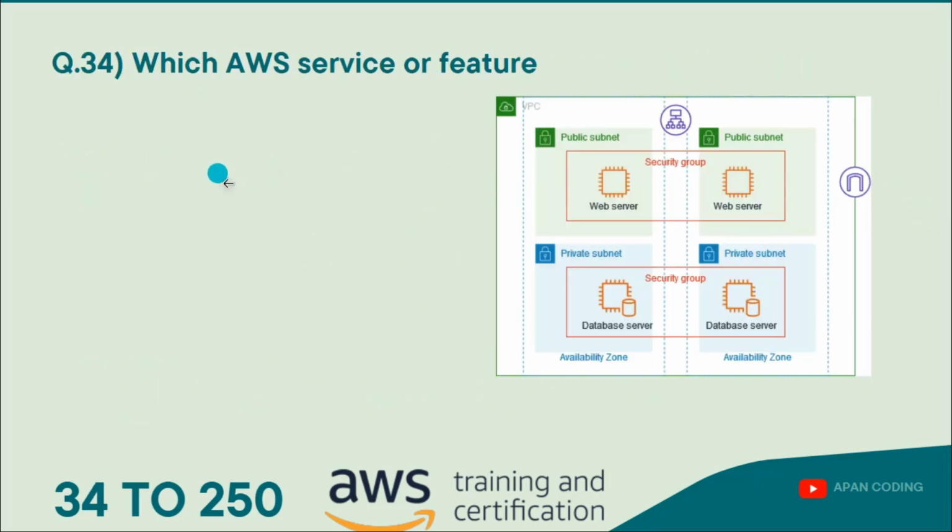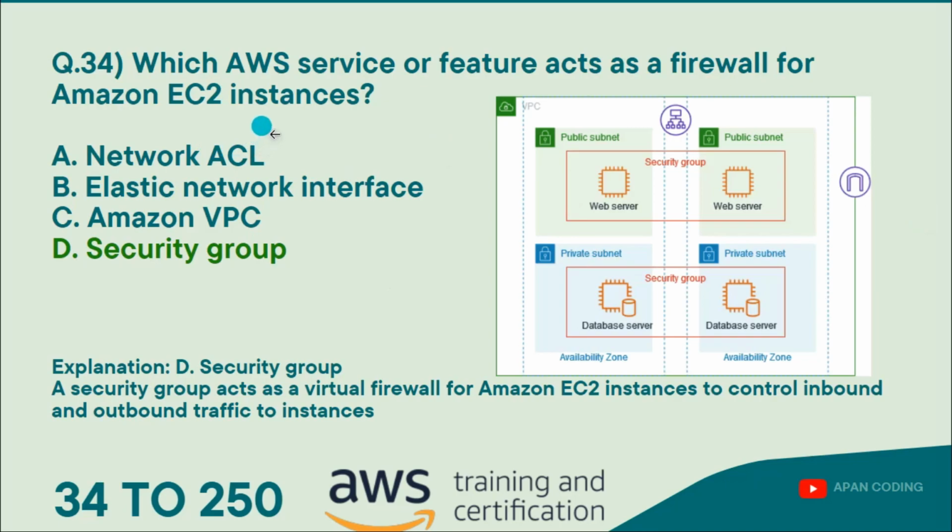Now let's move on to the 34th question, friends. The question is: which AWS service or feature acts as a firewall for the Amazon EC2 instance? Security group, friends, because a security group is very important for your application server in your virtual private cloud. Without a firewall your software is not safe. The explanation is that a security group acts as a virtual firewall for the Amazon EC2 instance to control inbound and outbound traffic on the instance. It's very simple, friends, because a firewall also works on your local computer system.